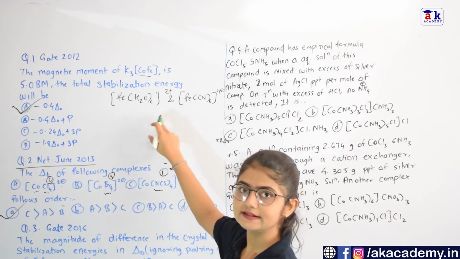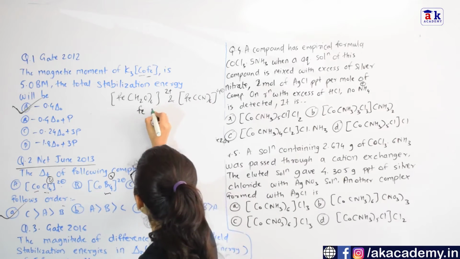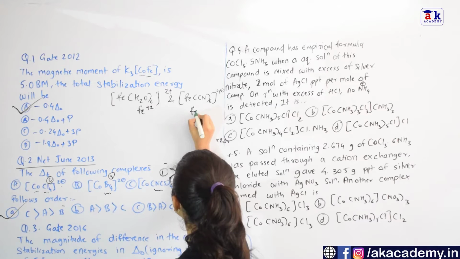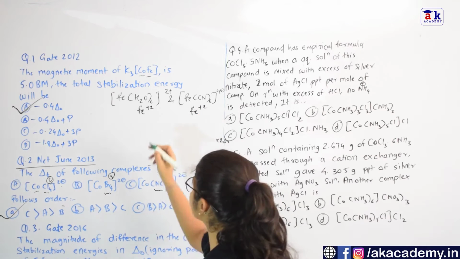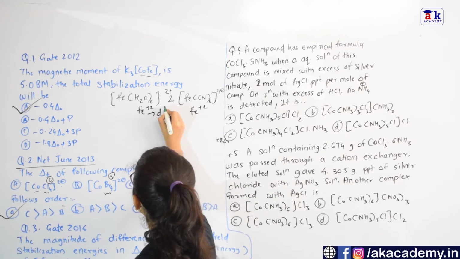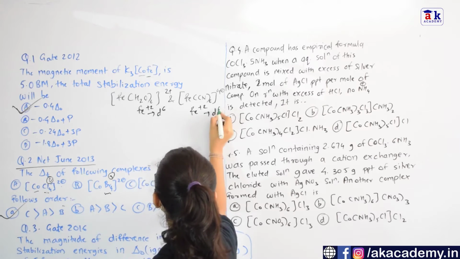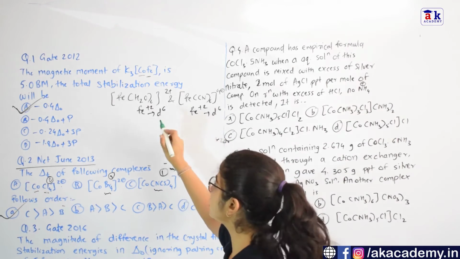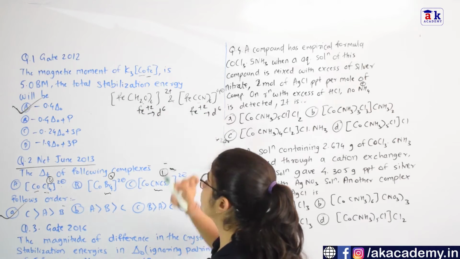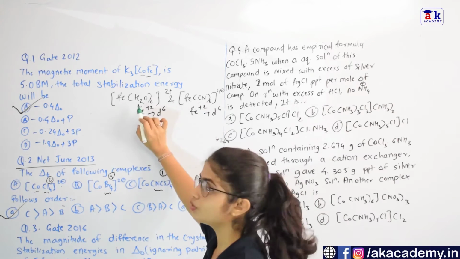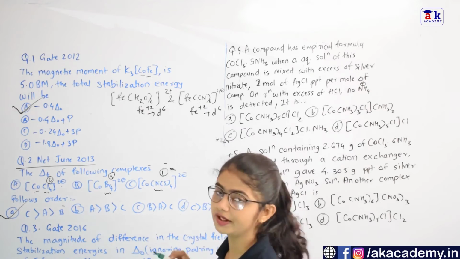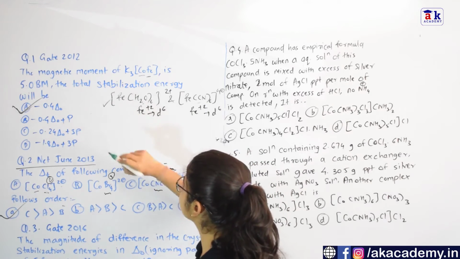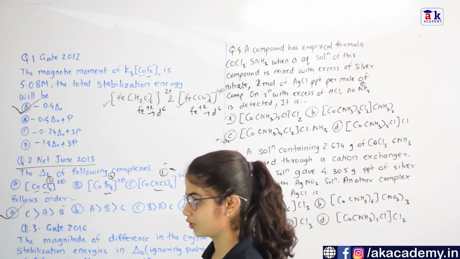In both the cases, if you compare, here also Fe is in the +2 state, here also Fe is in the +2 state. So +2 state means it is going to have d6 configuration, here also it is going to have d6 configuration. So they are differing in terms of the ligands which are attached to them. H2O is a weak field ligand and CN minus a strong field ligand. So this is going to be a high spin complex, this is going to be a low spin complex.